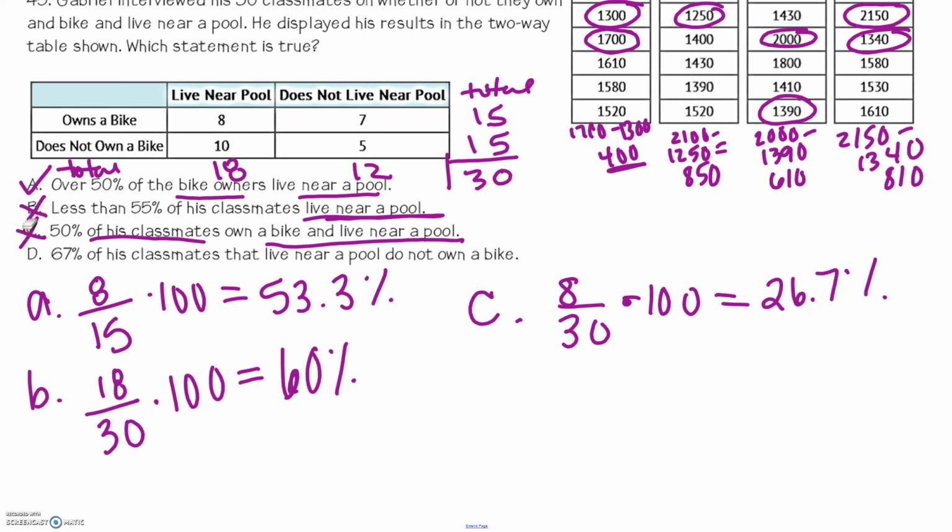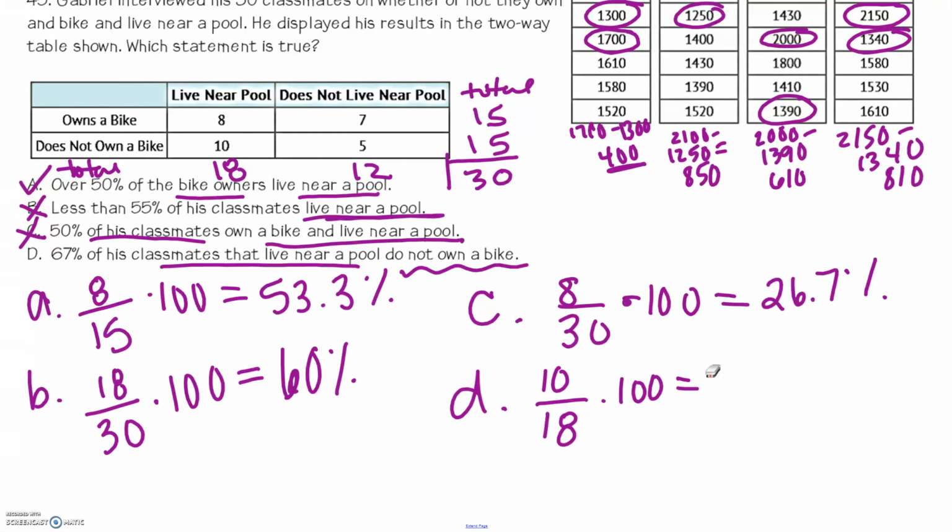Nope. All right, and then D says 67% of his classmates that live near a pool do not own a bike. So of the ones that live near a pool, the total is 18. Of the live near a pool total, how many don't own a bike? That's 10. 10 out of 18, and then you multiply by 100 to change to a percent. 10 divided by 18 times 100, you get 55.6%, which is not 67. So A was the one that worked here.